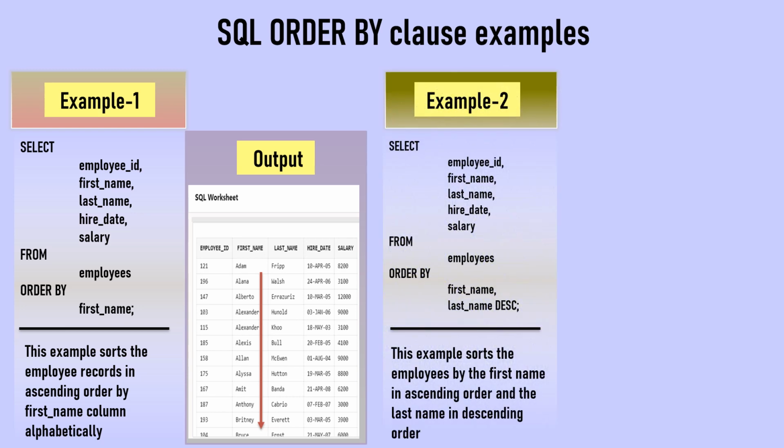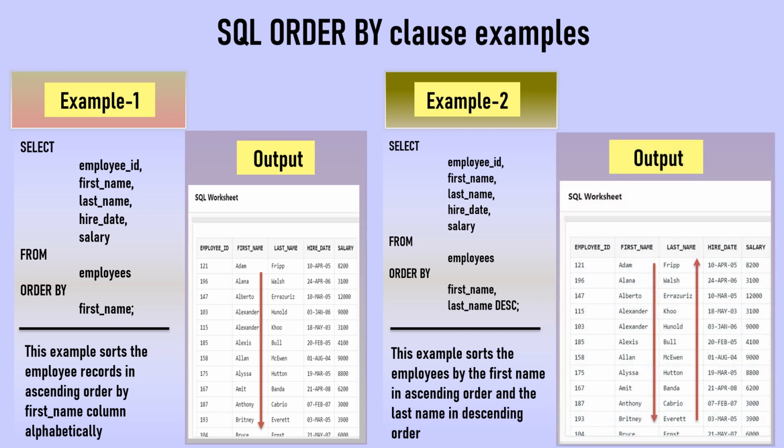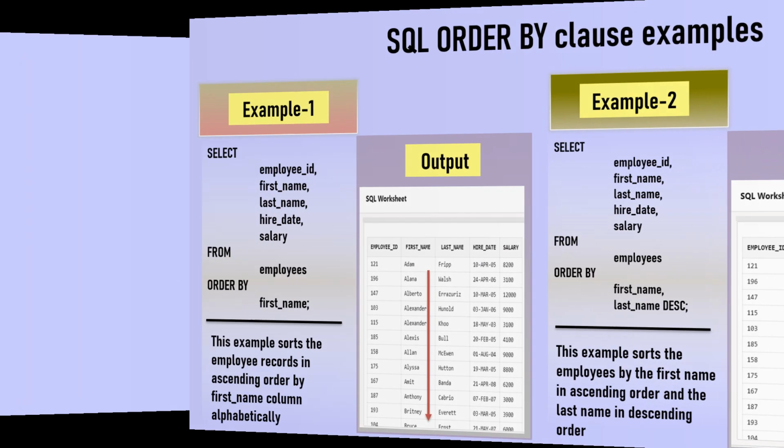Example 2. Select employee_id, first_name, last_name, hire_date, salary from employees order by first_name, last_name DESC. This example sorts the employees by the first name in ascending order and the last name in descending order. Output: the resultant set of the given SQL statement, when executed in SQL worksheet, displays records from the employees table in the sorted order of the specified column as shown.